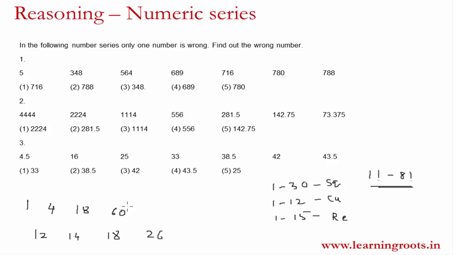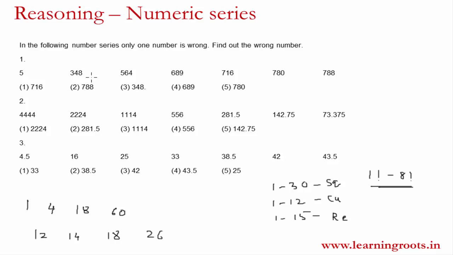So the first question states that 5, 348, 564, 689, 716, 780 and 788. So it is an ascending order of series. So something is added to 5 or something is multiplied to 5 to give 348, then 564, 689 and so on. Now the first thing that you can notice is that 5 and 348 are quite far apart. Okay, so 5 to 348 is 340, so this is somewhere close to 69 to 70th multiple of 5. But 564, on the other hand, is not even, it's slightly more than 1.5 times 348. So the number is drastically coming down. So this cannot really be a multiplication series.